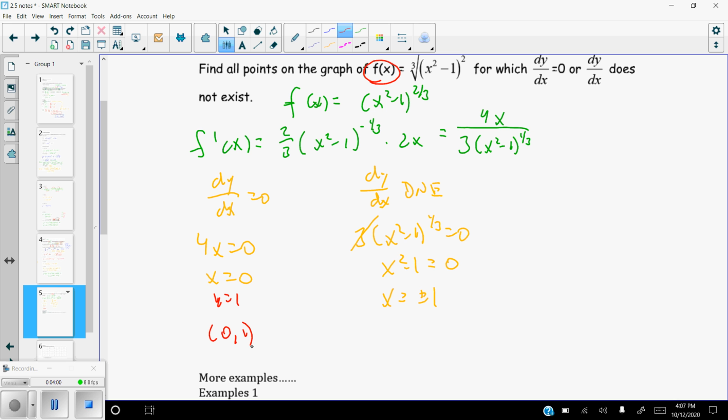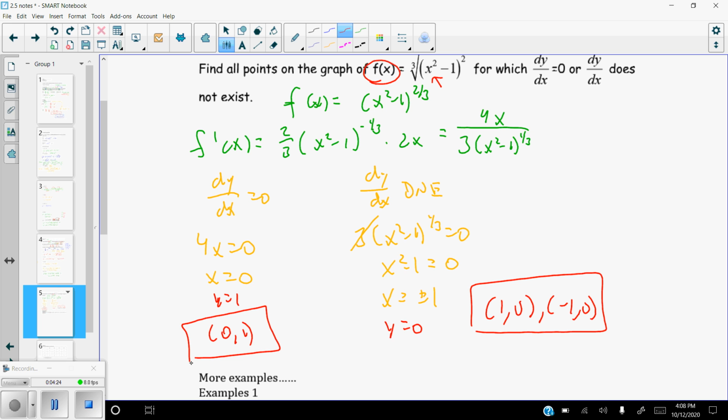Then if I were to take positive or negative 1 and plug it back in here to the x squared, when I square it, it's going to give me 1. 1 minus 1 is 0. 0 squared is 0. The cube root of 0 is still 0. So both positive and negative 1 give you y equals 0, which means the points are 1, 0 and negative 1, 0. So these are the points where the derivative either equals 0 or does not exist. Okay.